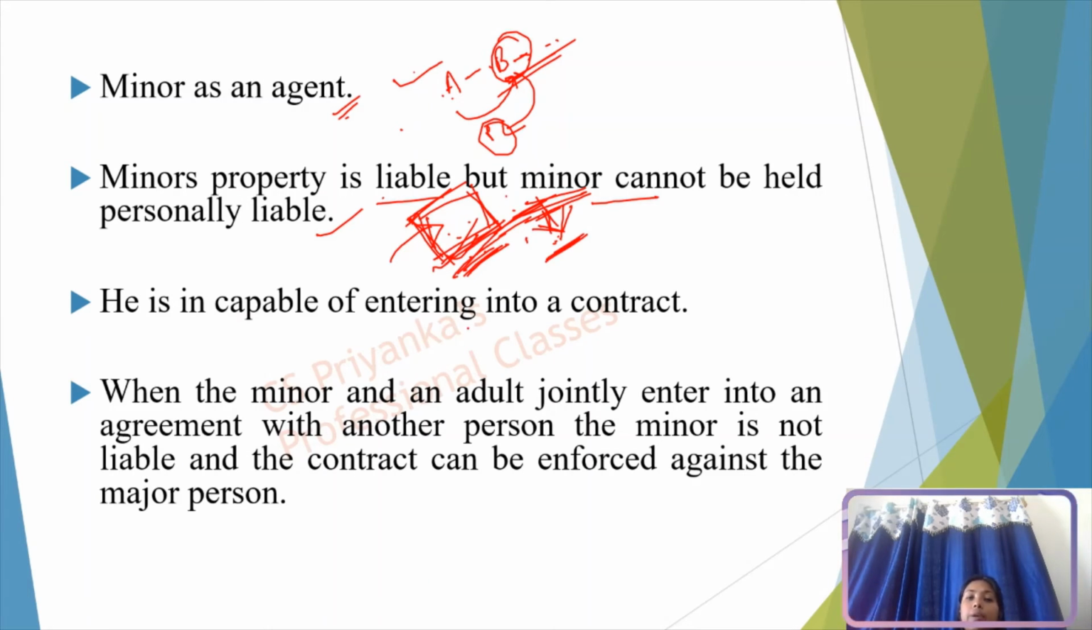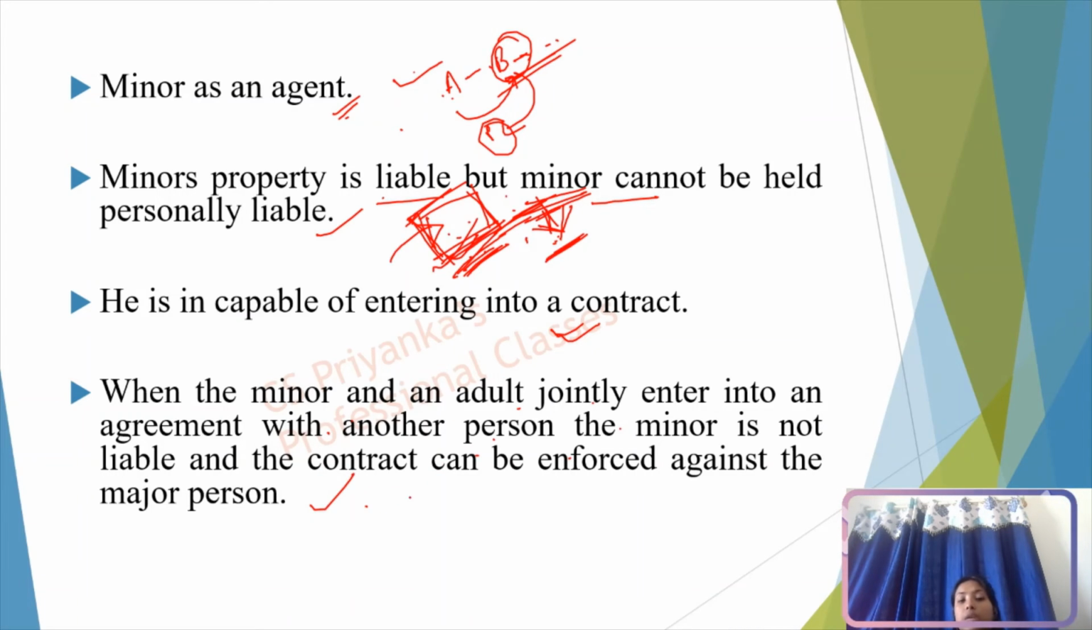He is incapable of entering into a contract. Obviously, a minor is not capable of entering into a contract until and unless he attains 18. When a minor and an adult jointly enter into an agreement with another person, the minor is not liable and the contract can be enforced against the major person.